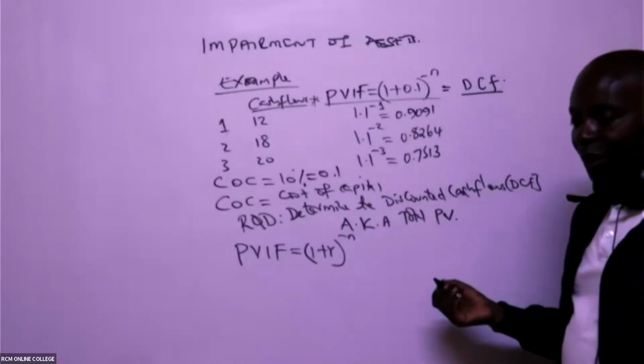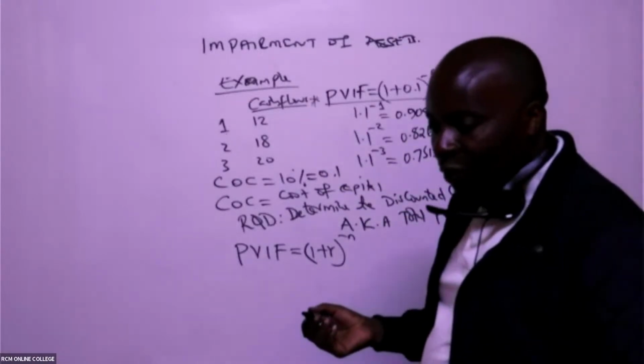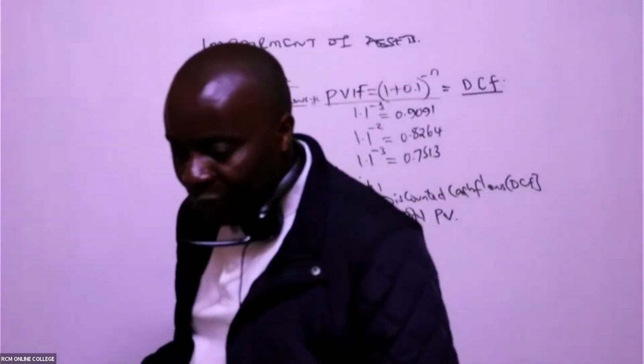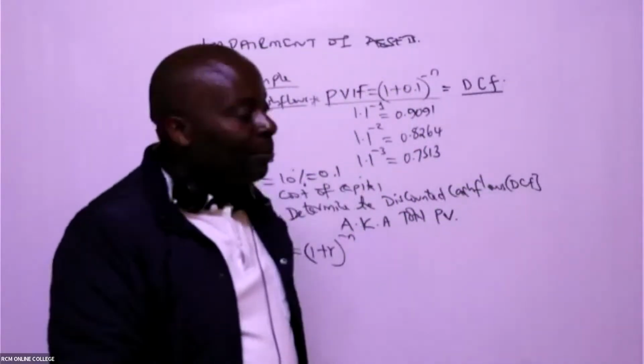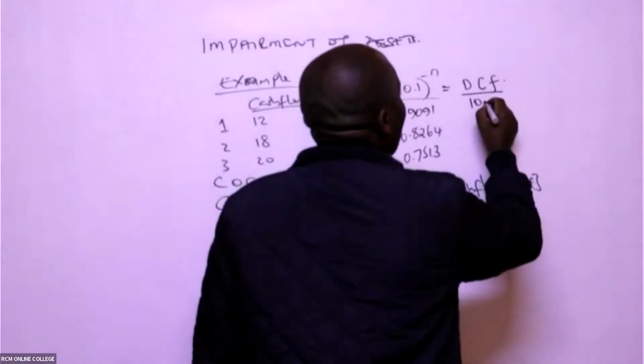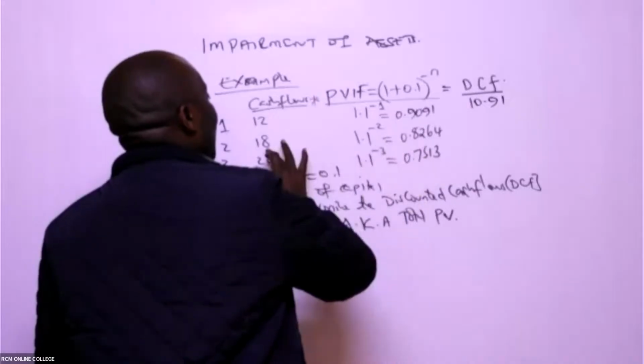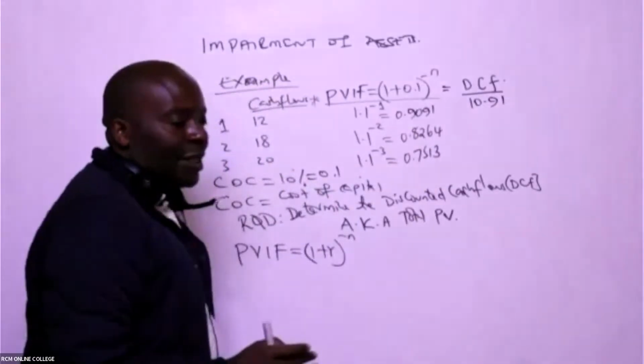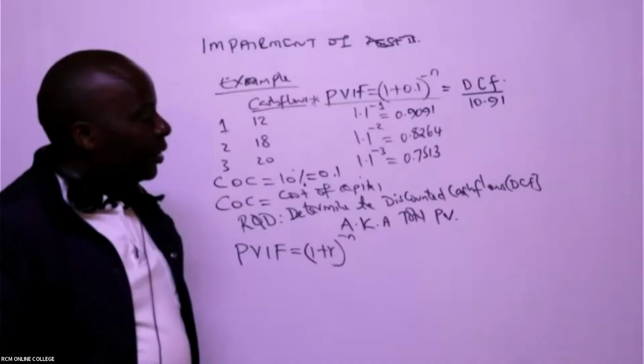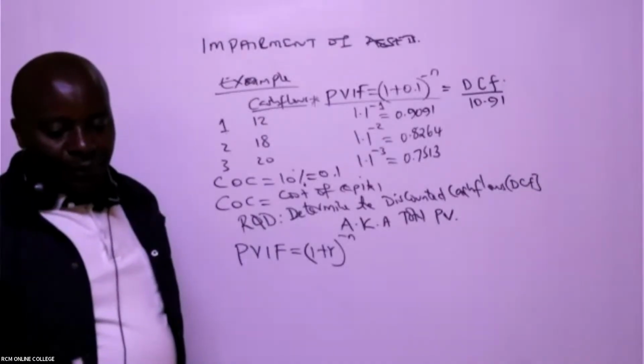Please give me this in terms of 2 decimal places. So the first one I'm being told is 10.91, thank you very much. Then we have 18 times this. What are we getting there? 18 times 0.82 plus 64.